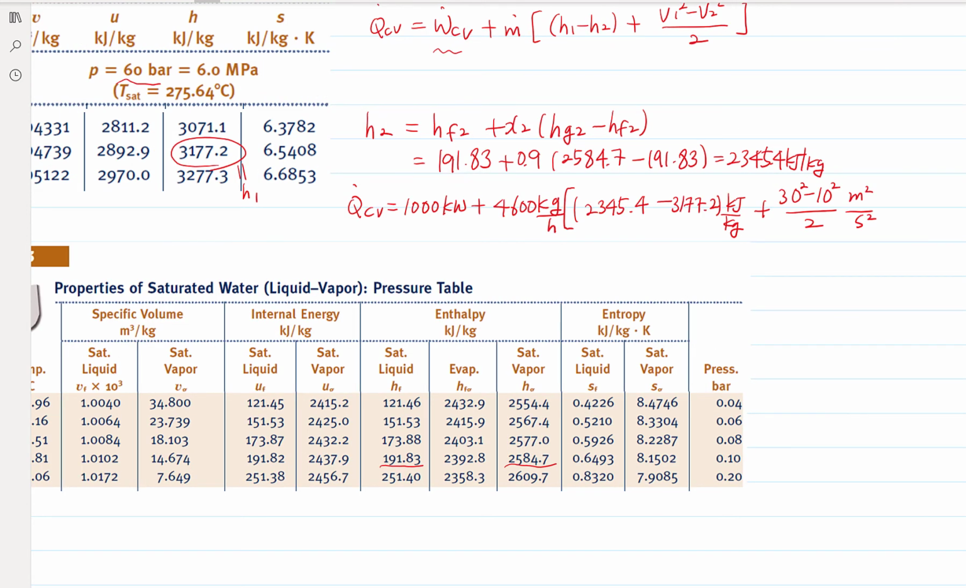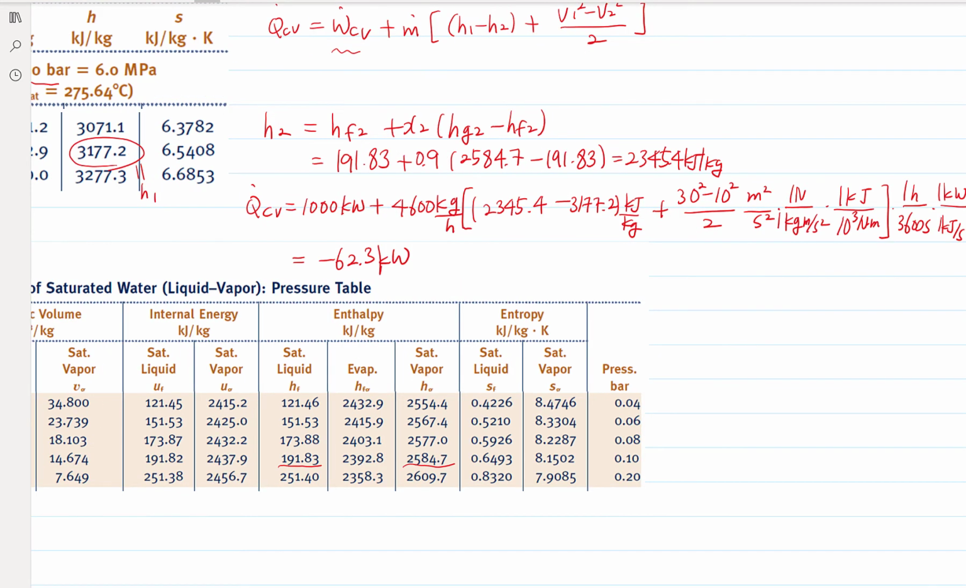We also need to make sure that we unify the units. So we solved it for Q dot. The rate of heat transfer is negative 62.3 kilowatt. So the negative sign indicates that heat is removed out of the turbine.